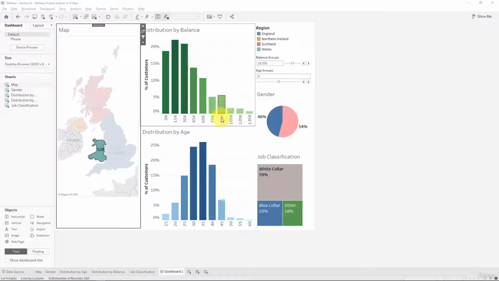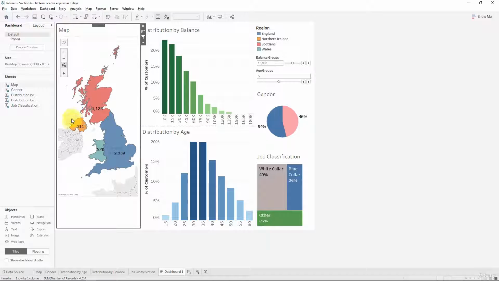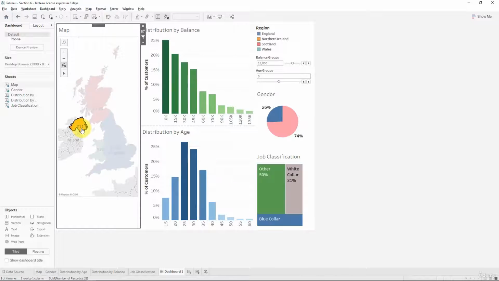The other elements here are not as significant. Well, there is quite a bit of a different gender split. Job classification changes a bit, and distribution by age, but probably the most interesting part is this distribution by balance.